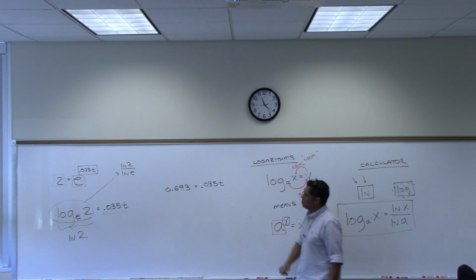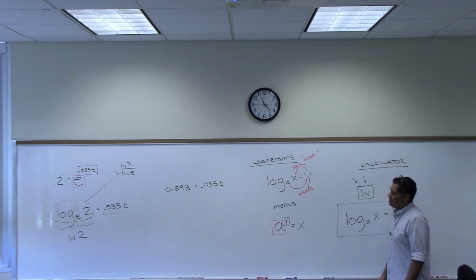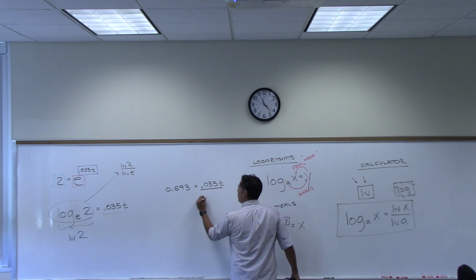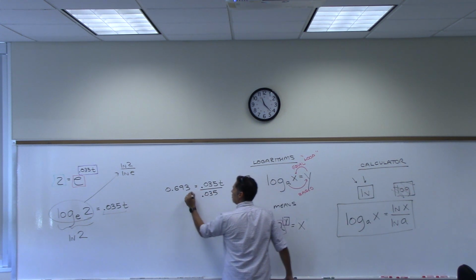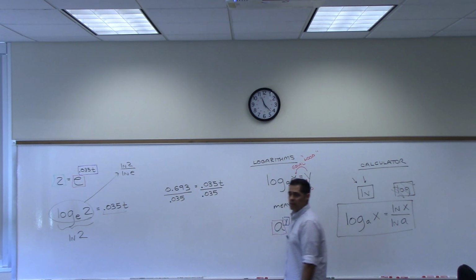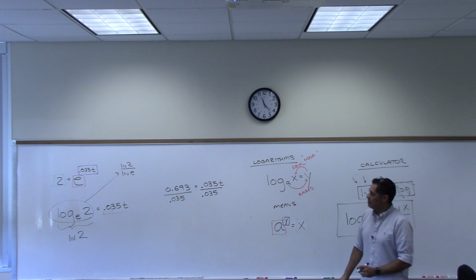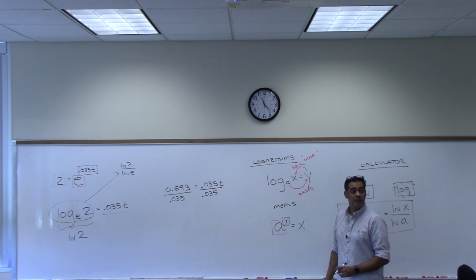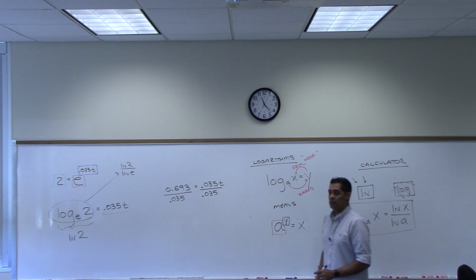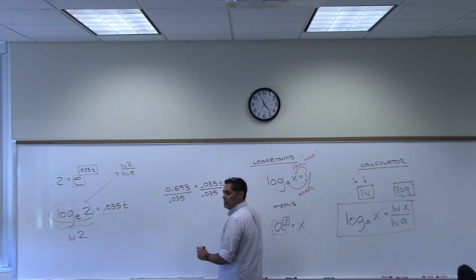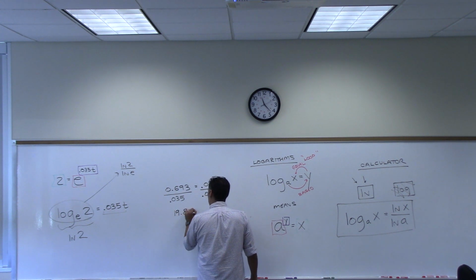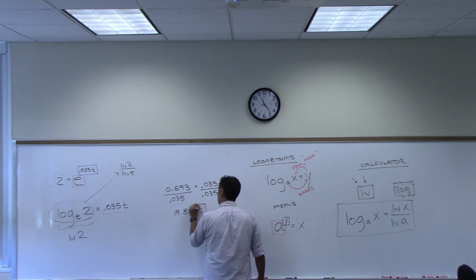Okay, now solve for t. What do you do to solve for t? Divide both sides by 0.035. You're going to get a pretty big number. What is it? 19.8? Somewhere around there? Approximately is t.